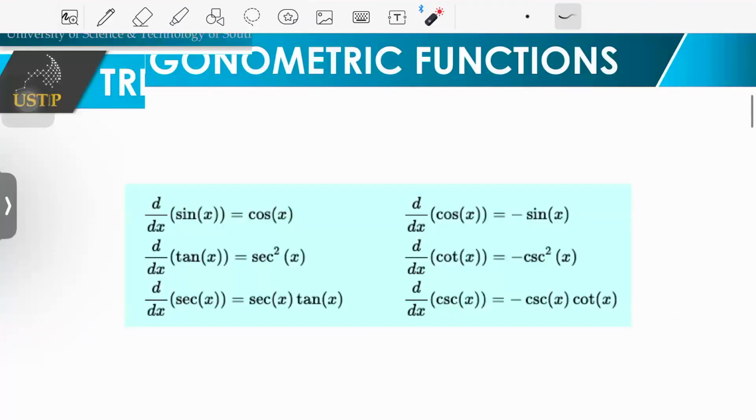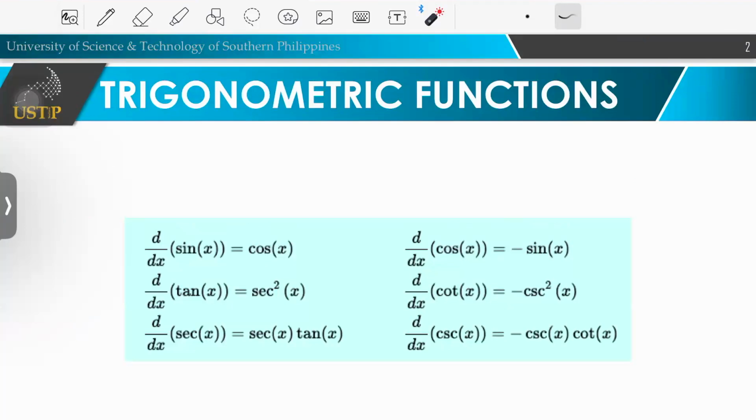So for trigonometric, if you remember, it's in your last lecture slide, where the derivatives are tabulated. But for review, we have the derivative of sine, which is cosine, which you're familiar with, then for cosine, negative sine, and so on. I won't read them all.